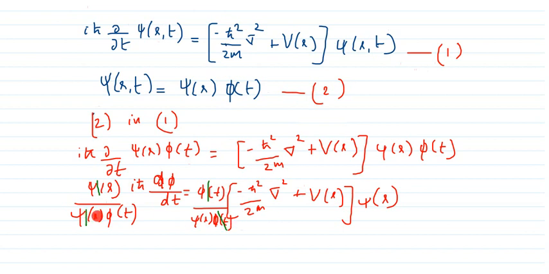Okay. Now come to the right hand side. Here, as I mentioned, we have only the space part, so phi of t is a constant here. Again we divide by psi of r into phi of t. Then we have minus h cut square by 2m del square plus v of r into psi of r, because we have to take a differential of psi of r only here, because del square is only a function of space variables.